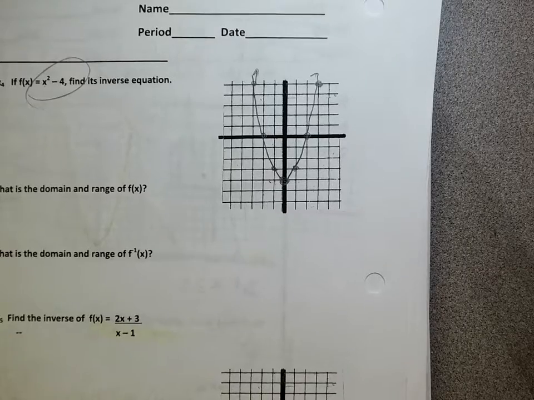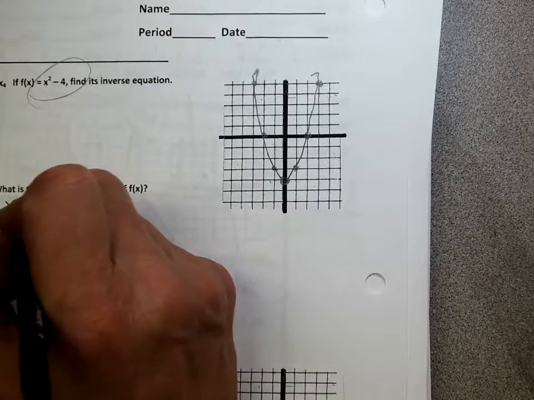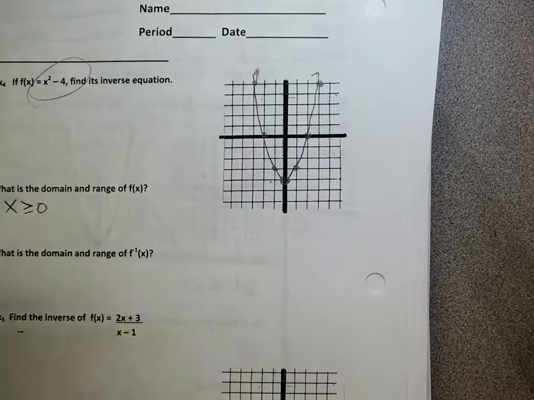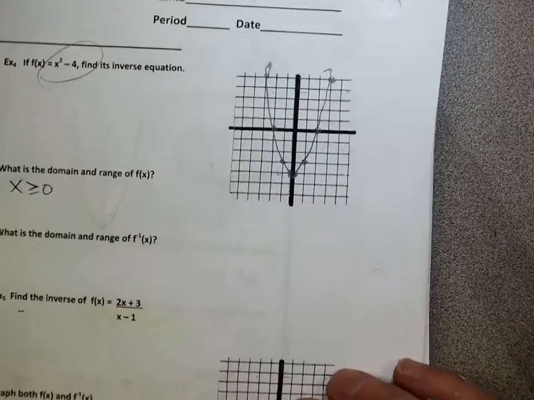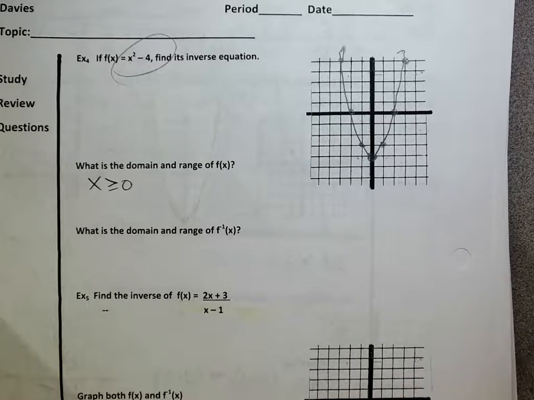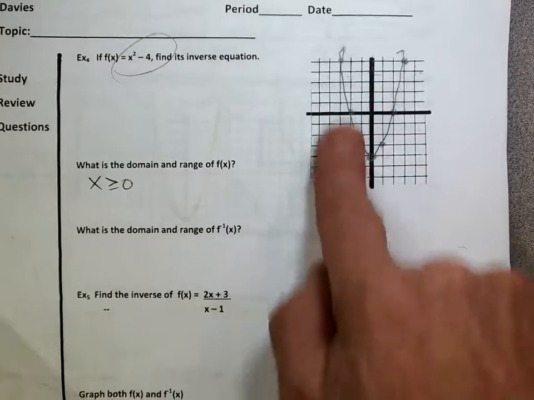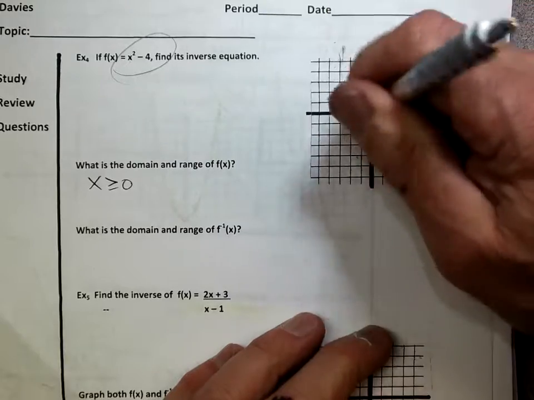So we need to change the domain. So if we change the domain, let's say that x is going to be greater than or equal to 0. So when I say that, I only want the positive half of the parabola, which means the negative half of the parabola doesn't exist anymore, so I get rid of it. Now it's 1-to-1, isn't it? Okay, now it's 1-to-1.